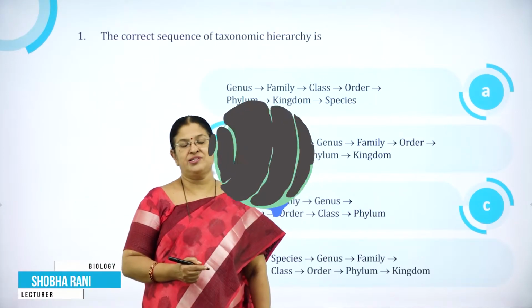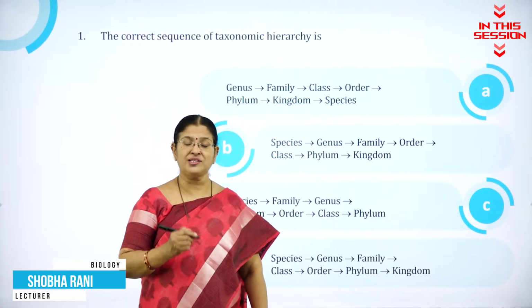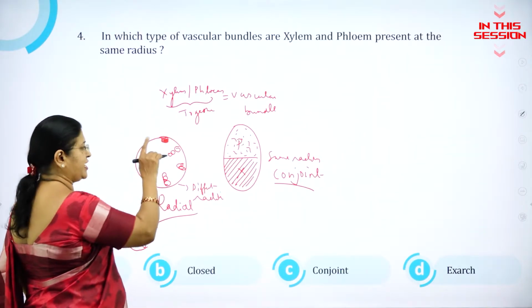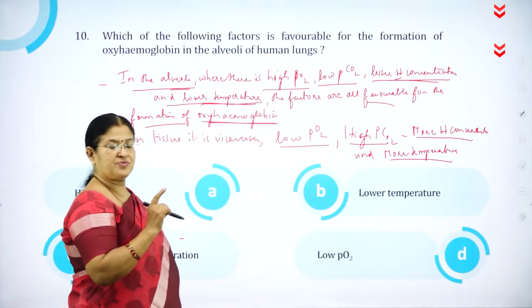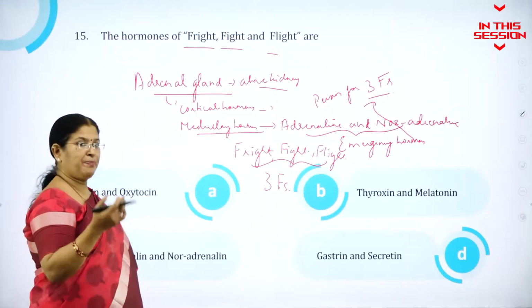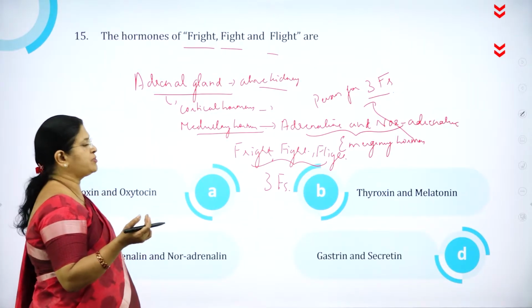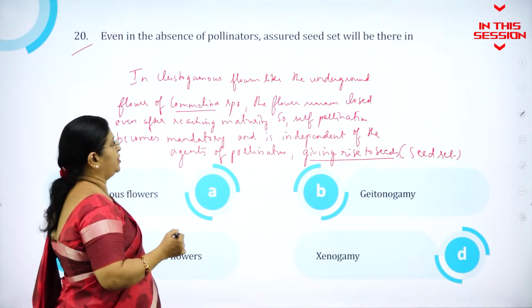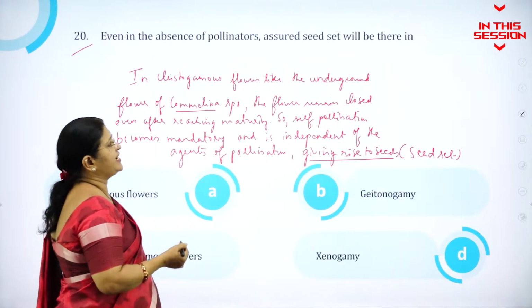So the only thing is you need to understand the concepts of the chapters. In which type of vascular bundles are xylem and phloem present at the same radius? So what are the factors which are going to favor the process of formation of oxyhemoglobin? Outer part of the adrenal gland is called cortex. It produces the hormones of its own kind, corticoids. Even in the absence of pollinators, assured seed set.